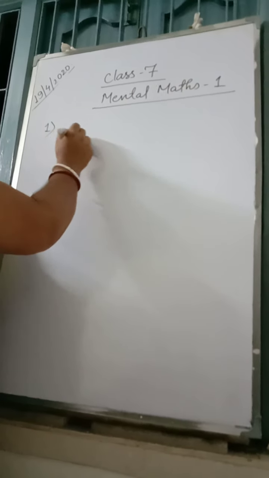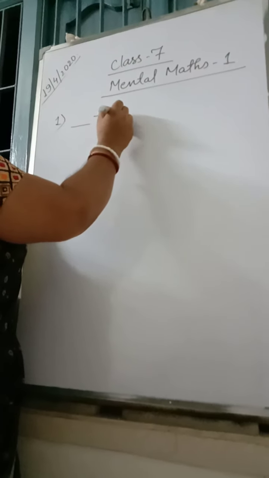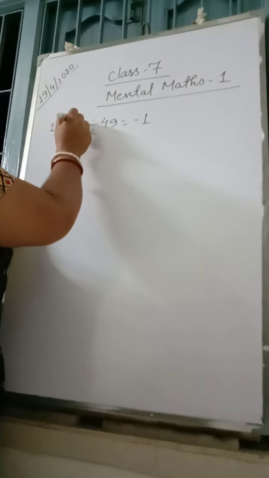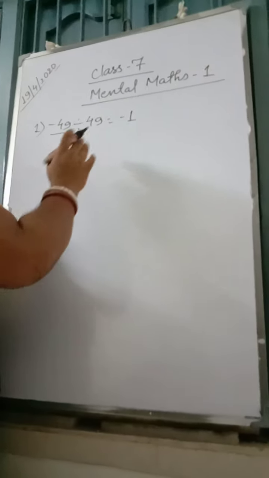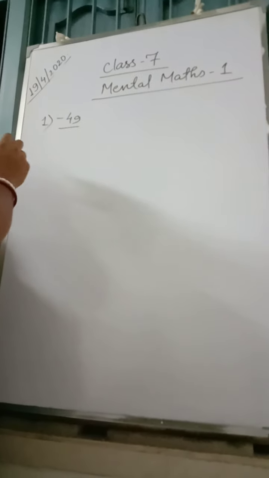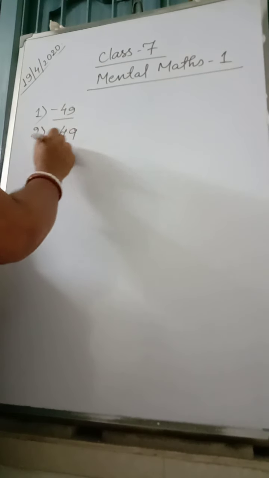Blank divided by 49 is equal to minus 1. So what will it be? Minus 49. Then only we will have the quotient as minus 1. So in the first blank you will be filling minus 49. The square of 7 is 7 sevens, which is 49.